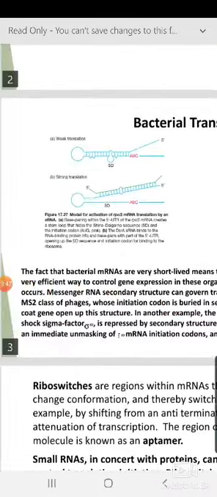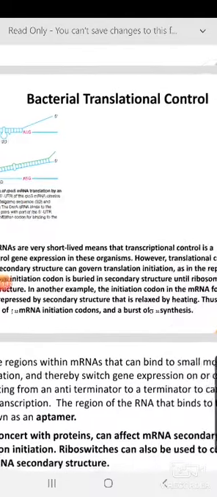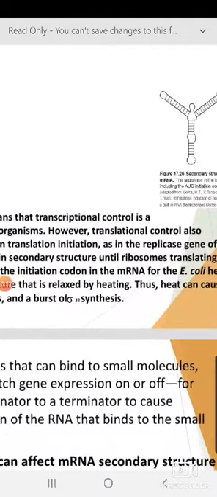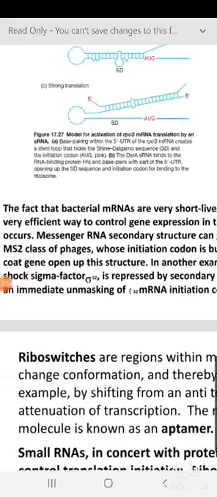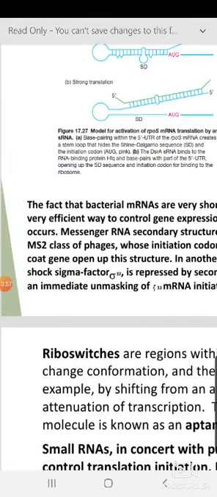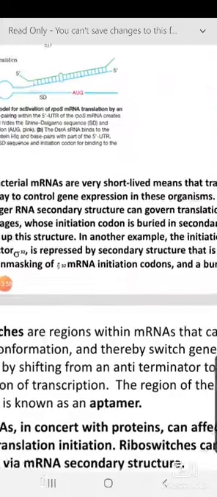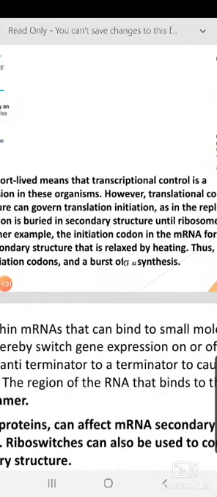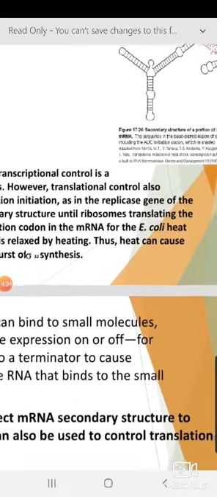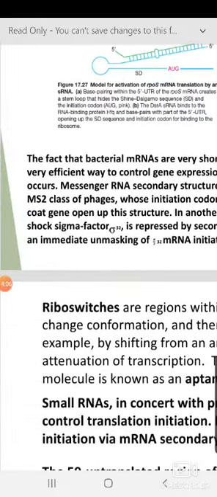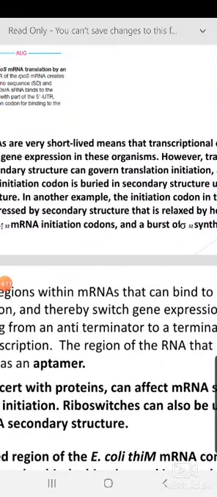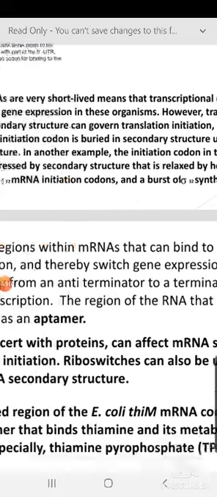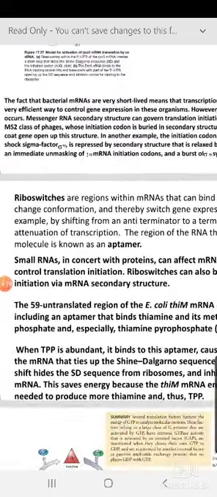In another example, the initiation codon in the mRNA of the E. coli heat shock sigma factor, sigma 32, is masked by a secondary structure that is relaxed by heating. Thus heat can cause an immediate unmasking of the sigma 32 mRNA initiation codon and a burst of sigma 32 synthesis. Hope you understood. Then we will come to another concept, which is called riboswitches.